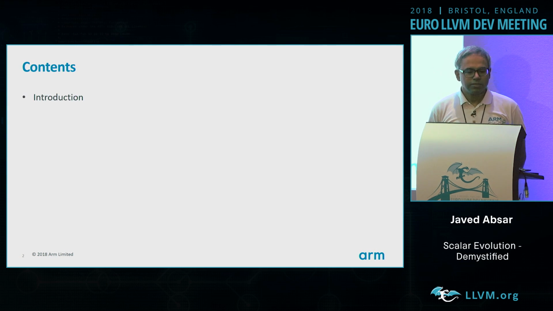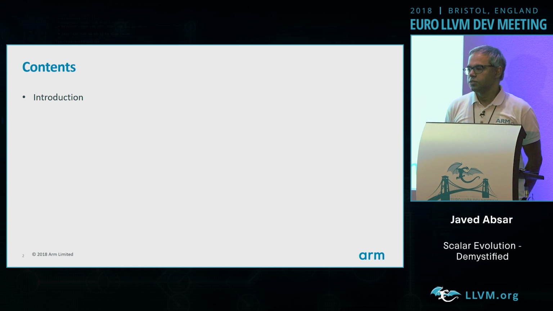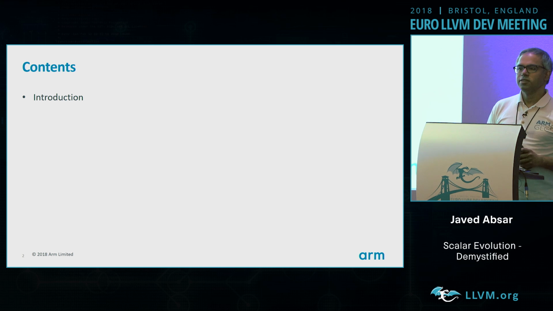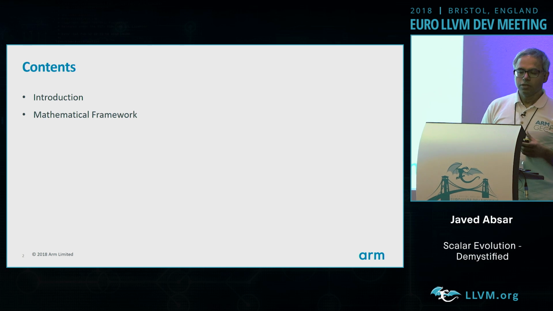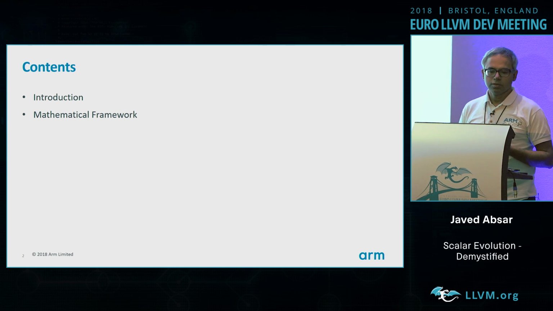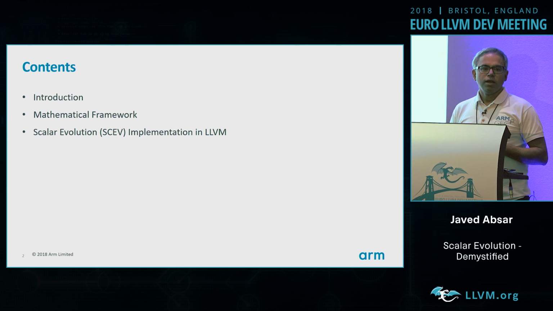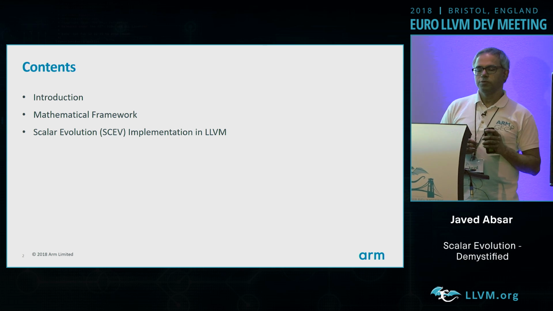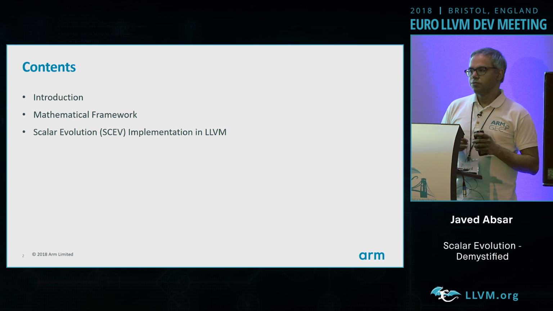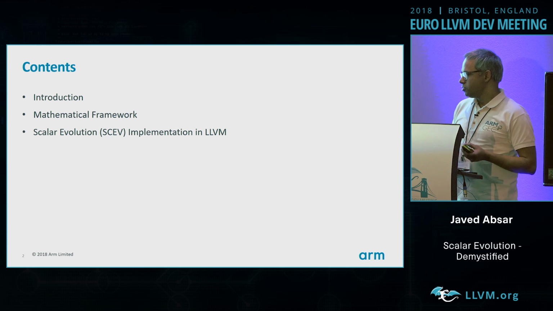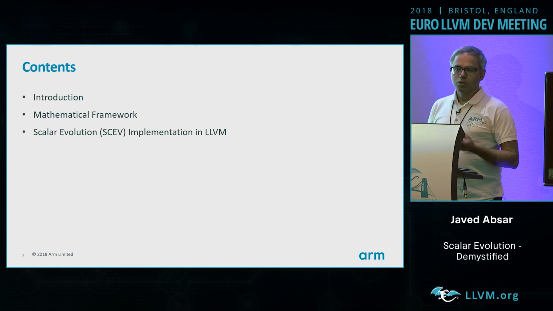I'm going to start with some very basic examples to see what scalar evolution can do. However, to get further into what it can do, what it cannot do, we really need to look at the mathematical framework on which it depends. We'll do that, and now with that mathematical insight and perspective, we'll be in a better position to look at the SCEV or scalar evolution implementation in LLVM. We'll be in a position to appreciate its glory and criticize its limitation.